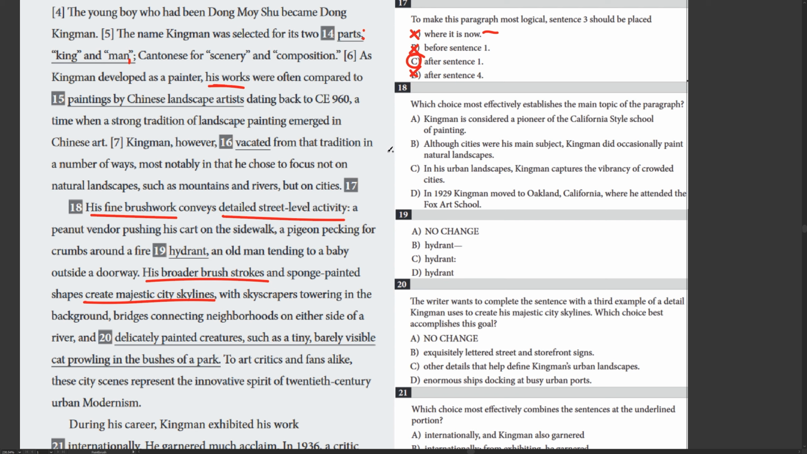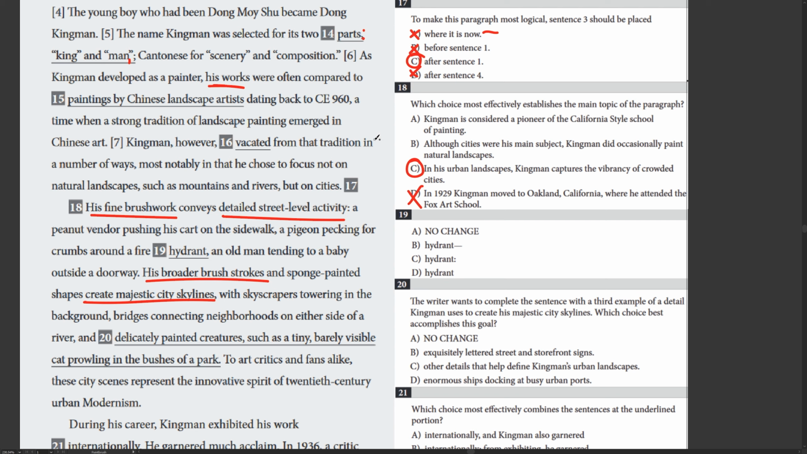So let's look at the answer choices. And it's always useful to answer the question in your head before looking at the answer choices so that you know what you're looking for. In his urban landscapes, Kingman captures the vibrancy of crowded cities. Yeah, that's pretty good. Moving to Oakland, California, there was not really a mention of that.